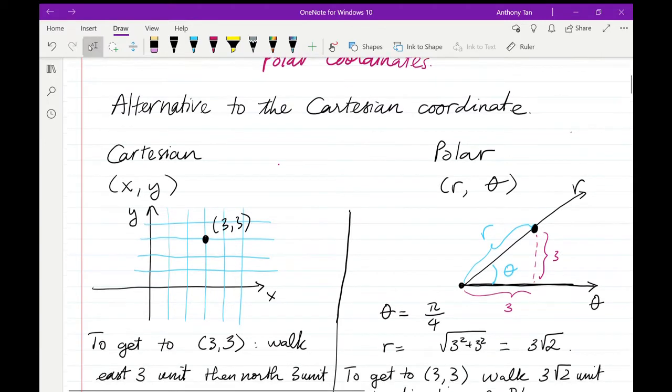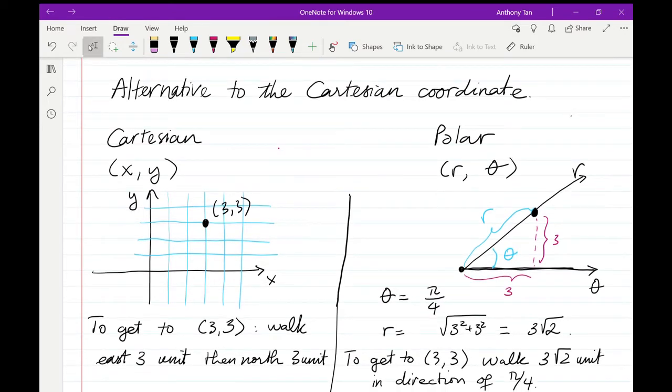So on the left, I have a Cartesian coordinate, which is the usual xy plane. And as you already know, in the Cartesian coordinate, you can tell the position of a point by moving left, right, or up, down. So for example, if I want to go to the point (3, 3), I could move 3 units to the right, then 3 units up. That's how we would describe the position of a point in Cartesian coordinate. We move along the x grid or the y grid.